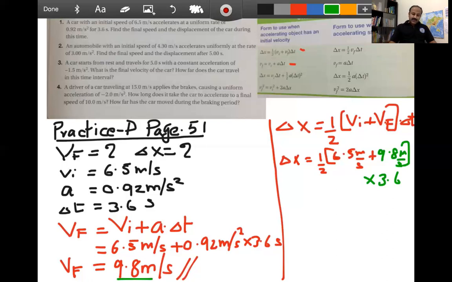29.34. So delta x is 29.34, but you can see here there are only two significant figures. So you can round that 29.34 to 29 meters. So the final answer is delta x is equal to 29 meters.